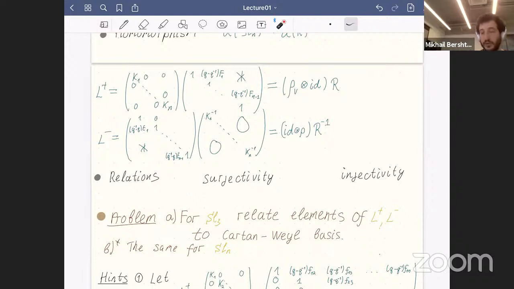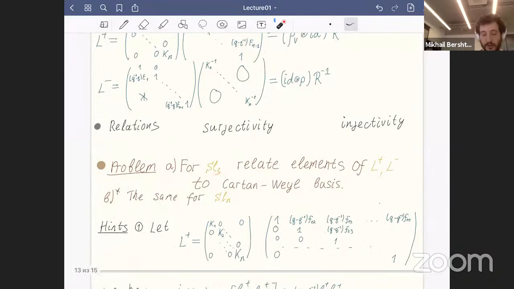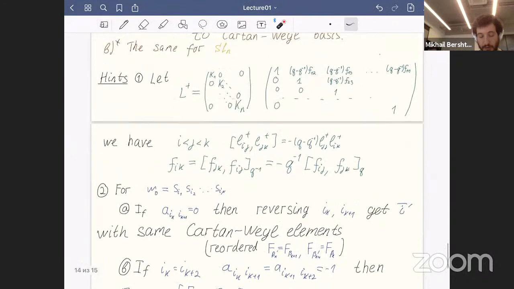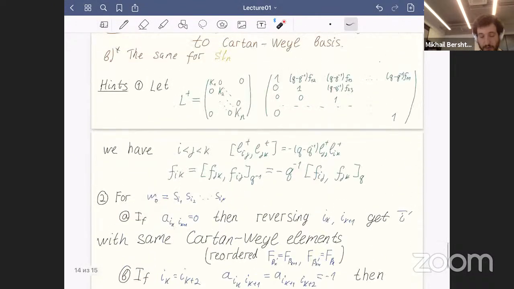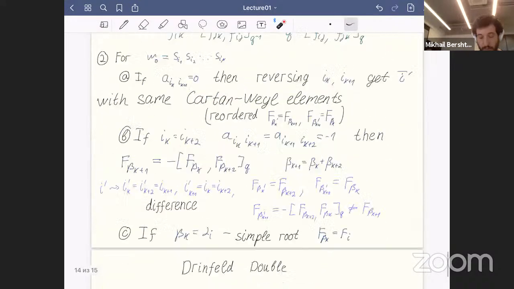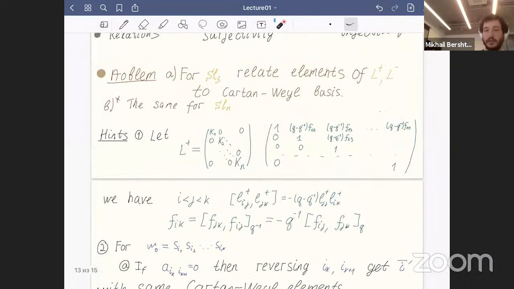So if you think about classical types, SLN, you in principle can more or less ignore the story about Lusztig group and Cartan-Weyl basis and think about these generators which you have in the RLL relation. For SL3 and also for SLN, but here I put a star because it is already too many problems. And there are some hints, one page of hints on how to solve this, which I maybe skip now and ask, are there any questions?